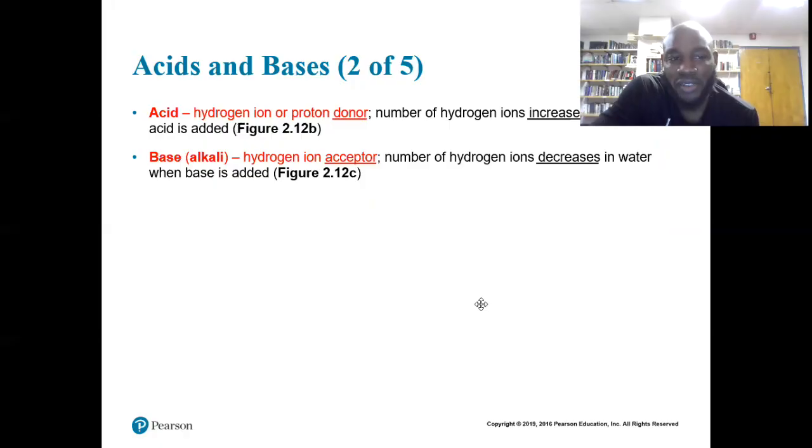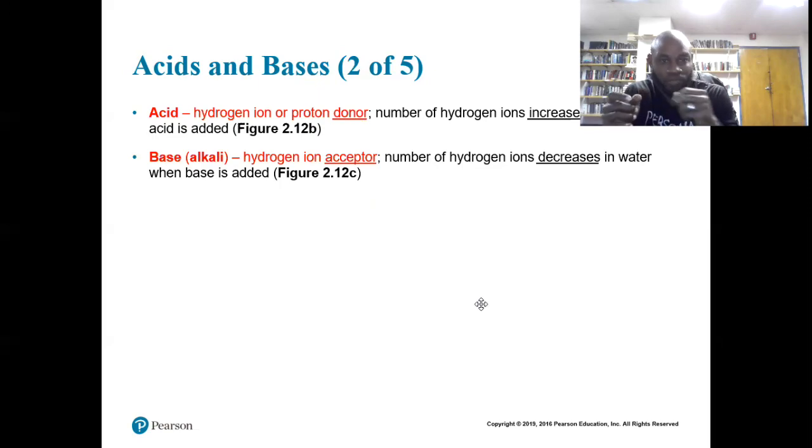A base, or you'll see the term alkali, is a hydrogen ion acceptor. The OH negative is a hydrogen ion acceptor. The number of hydrogen ions decreases in water when a base is added. So if I add in something basic, something with a negative charge, to the water, the H pluses, the hydrogen ions, will be attracted to that and want to combine with it and therefore be reduced.